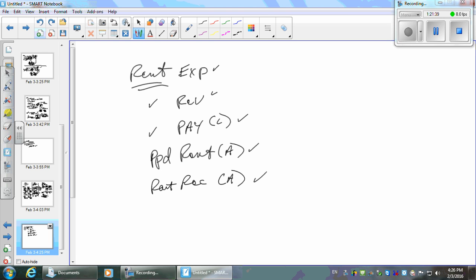And what's the last one, you guys? Another liability. Unearned rent revenue. Yes. And what is that? I received the cash, debit cash, credit unearned rent revenue. I am deferring recognizing the rent revenue until I earn it. And then when I earn it, what would you do? Debit unearned rent revenue and credit rent revenue.